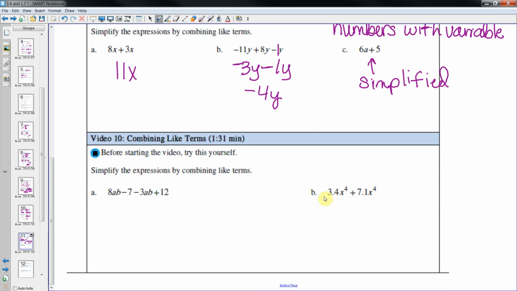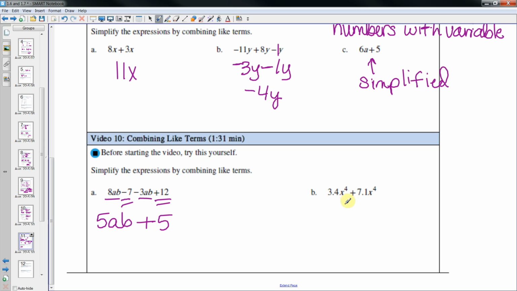Okay, so down at the bottom, let's decide. Some of these may be like terms, some of them may not. I have an 8ab, I have a minus 3ab. 8 minus 3 would give me 5ab. Those are like terms. I have a negative 7 and a positive 12. Negative 7 plus 12 gives me plus 5. So you combine what you can combine, and you leave alone what you have to leave alone. Now when I get to 5ab plus 5, that's as far as I can take it. You can't go any further because they're not like terms.